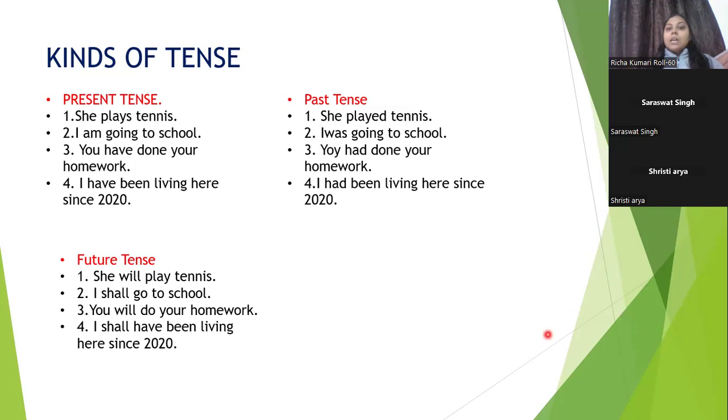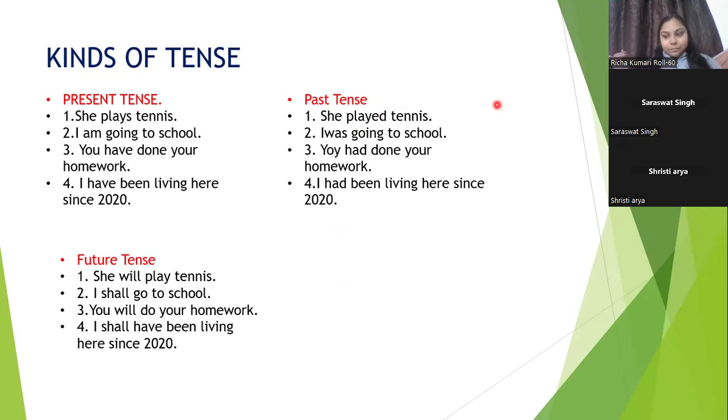Okay ma'am. Now we'll move on to the next tense, that is past tense. Now what does past mean, Shaswat? Ma'am, the thing which we have done. The action. Okay. The action that has already happened. हम लोग जो काम कर चुके हैं. ठीक है? Yes ma'am. शी प्लेज टेनिस मतलब वो टेनिस खेलती है. और यहाँ पे लिखा है शी प्लेड टेनिस मतलब वो टेनिस खेलती थी कभी पास्ट में.